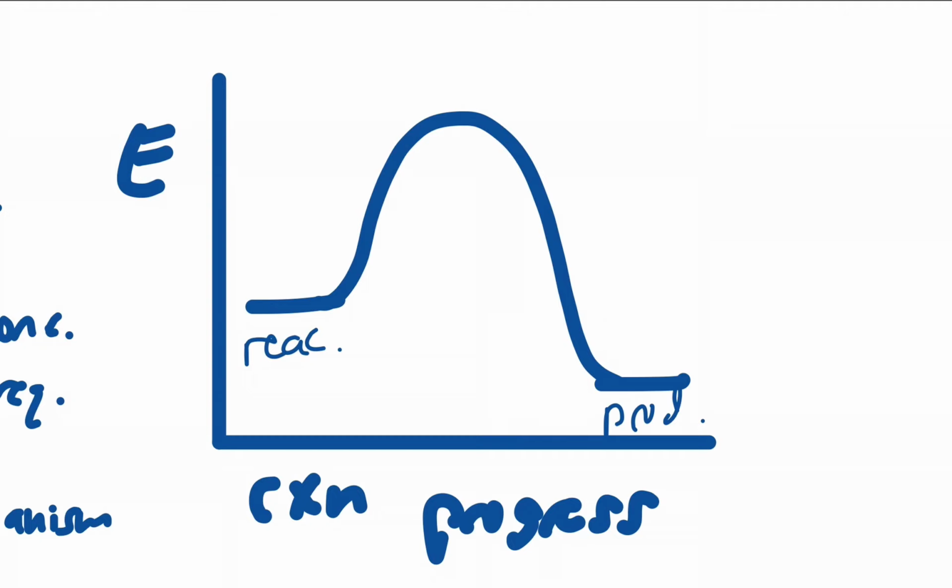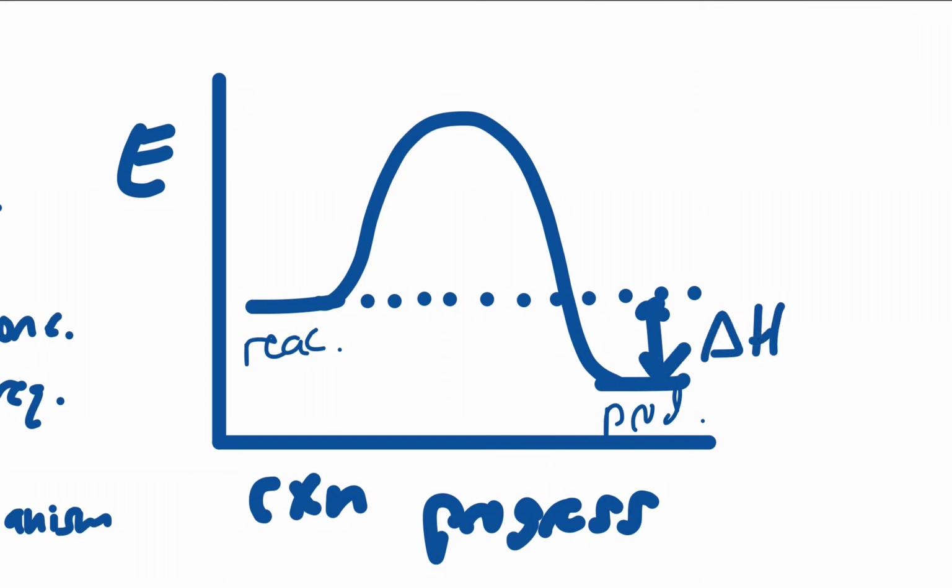There's things here you should recognize. For example, the height difference between the reactant energy and the product energy. That is your change in H. But the height from where you start to where you max out is what the activation energy is. That's when you get up to this transition state at the top.